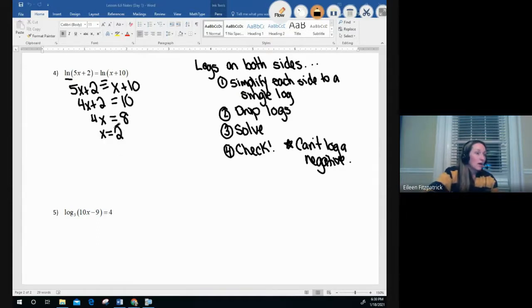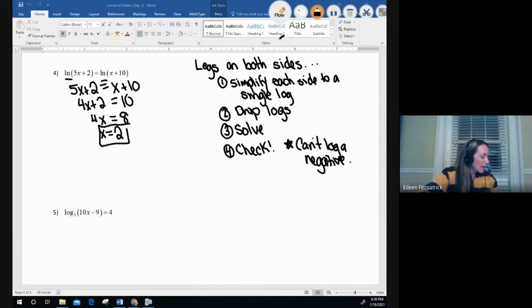All right. I'm going to check. I'm just going to do a mental check. So plug 2 in. 5 times 2 is 10. 10 plus 2 is 12 over here. 2 plus 10 is 12. So this would be ln 12 equals ln 12, which would work. Okay. So number 4 is good.